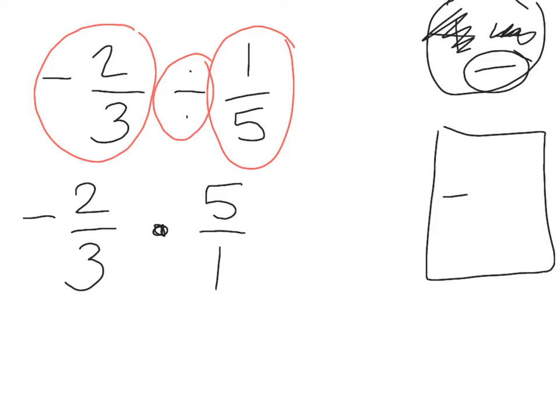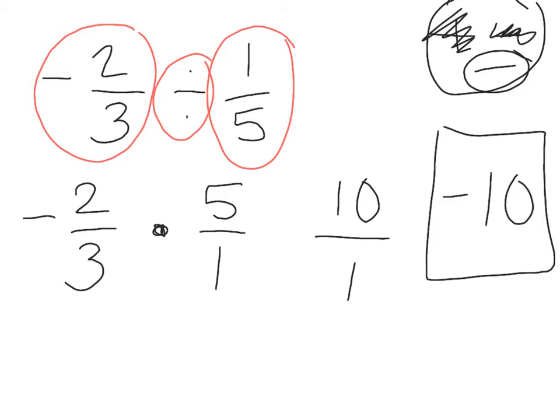2 times 5 is 10. 3 times 1 is 3. 10 divided by 3 is 10/3. I'm going to put that in my final answer box, and remember that it was a negative. All right, so that's my first problem.